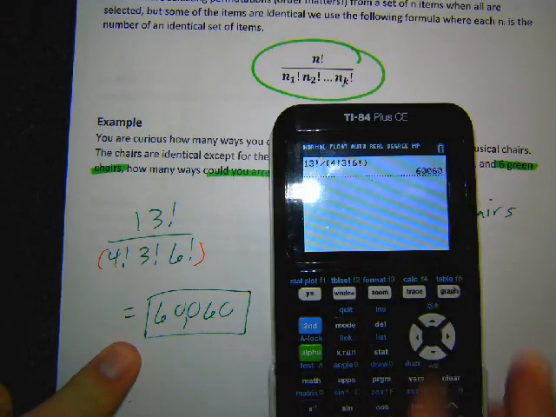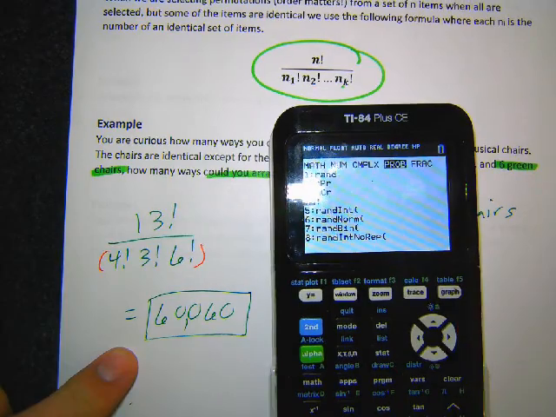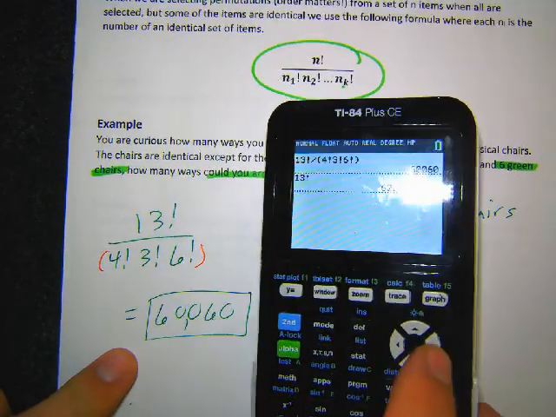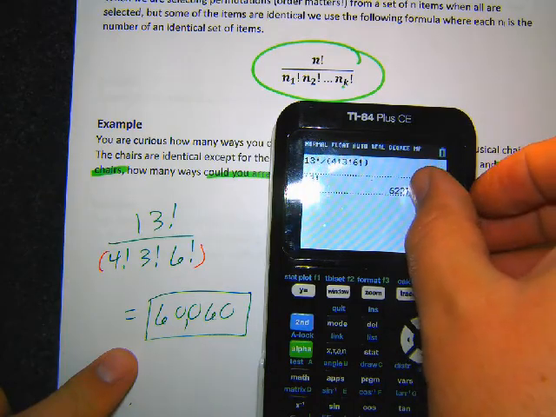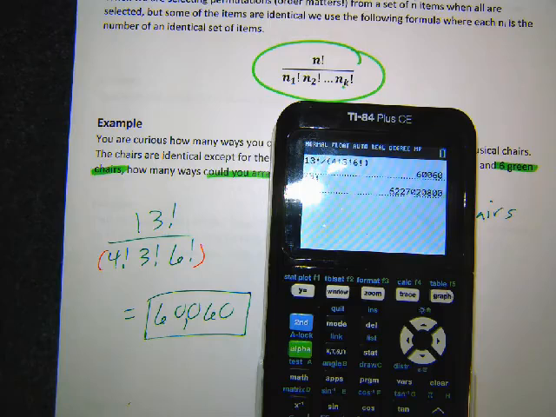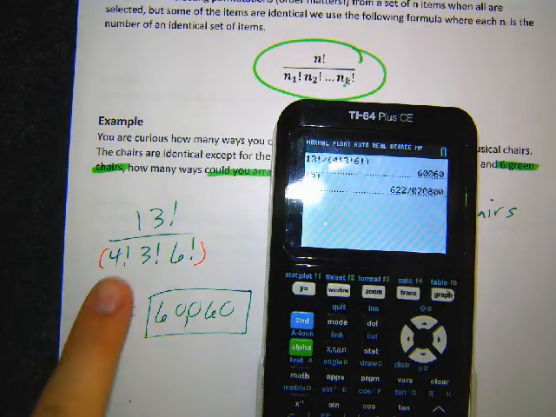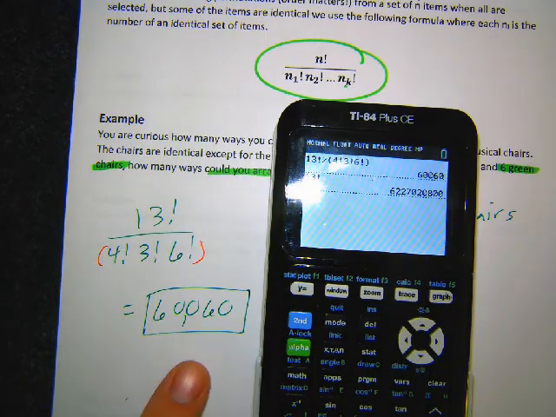It's less than if I just did 13 factorial. If I used all 13 chairs and arranged them all, that one has tons of options, right? So what is that? 6 billion options. There are 6 billion options if all the chairs are different. If you had 13 different colored chairs or unique chairs, you'd have 6 billion ways to arrange them. But since we had some repeats, some chairs that matched, there are really only 60,000 ways to arrange them. That's the difference there.